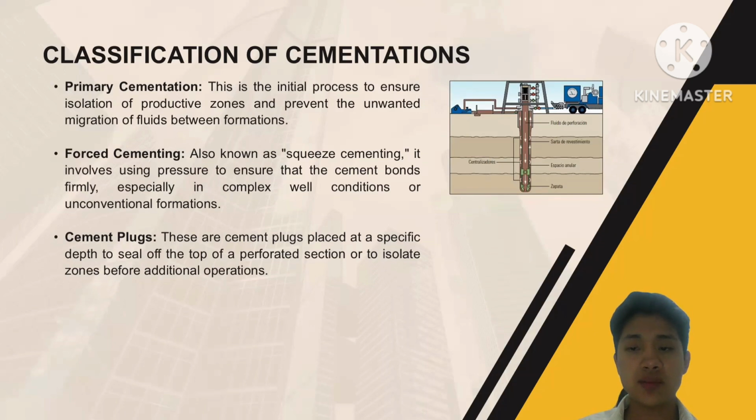On the slide, we will be exploring the different types of cementing used in well operations. The first type is primary cementing, which is crucial for isolating productive zones and preventing fluid movement between formations. This step is essential for ensuring the long-term stability of the well.